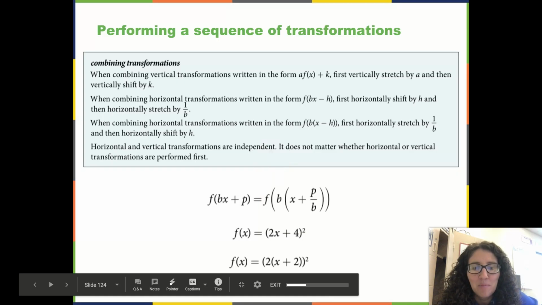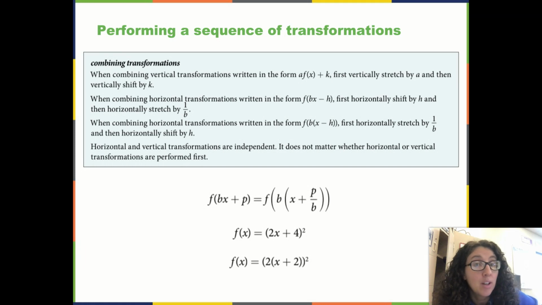Okay, we're going to now talk about how we perform a sequence of transformations, put it all together to do some more complicated functions. They might look a little bit tough, but we can do it. All right, so here are some rules for how we combine transformations.